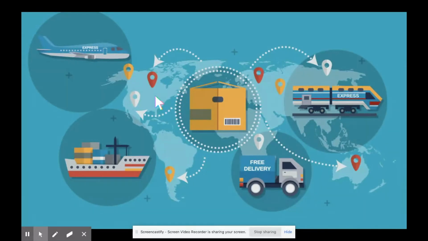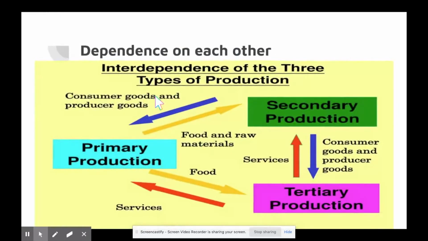Other examples of tertiary production include hairdressing, babysitting, secretarial work, going to the doctor, going to school to get an education, banking, insurance, advertising, etc. These are all tertiary production.